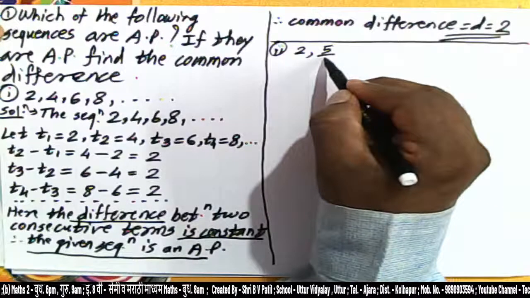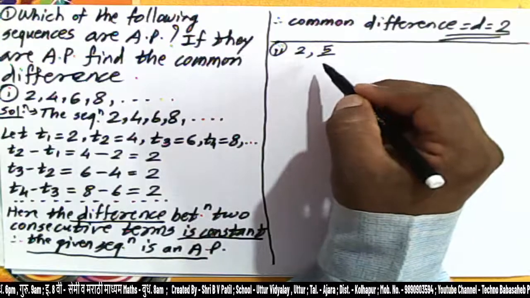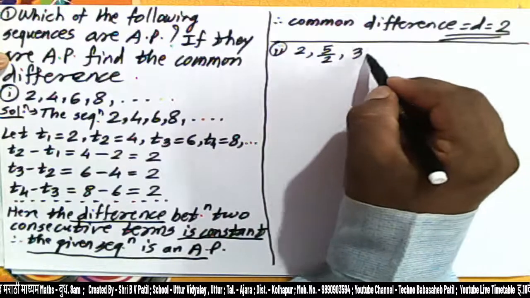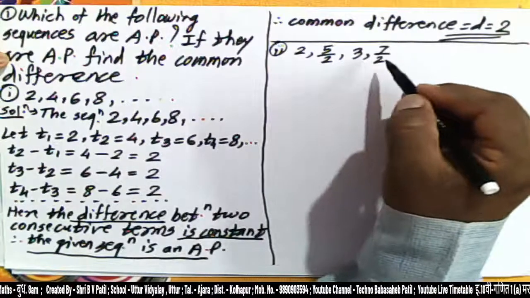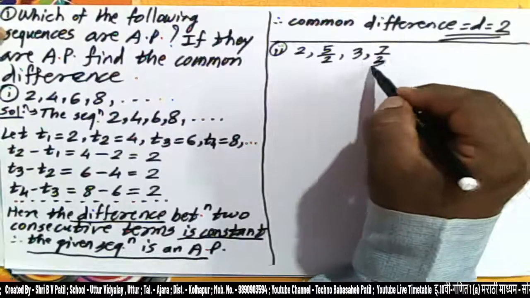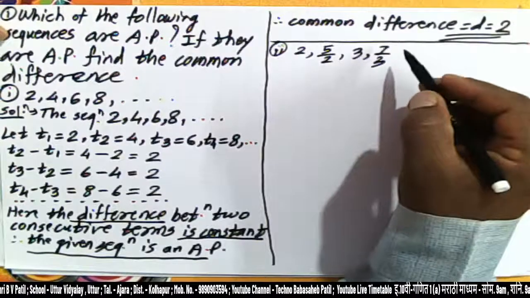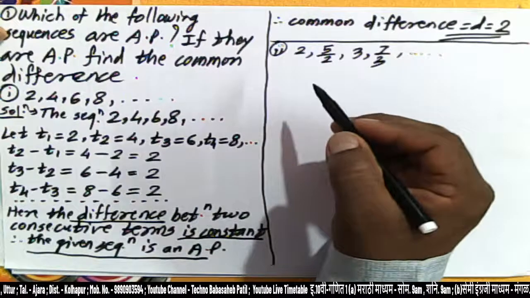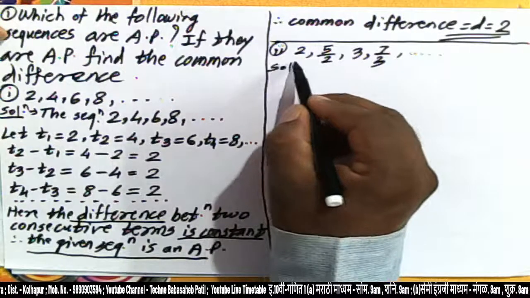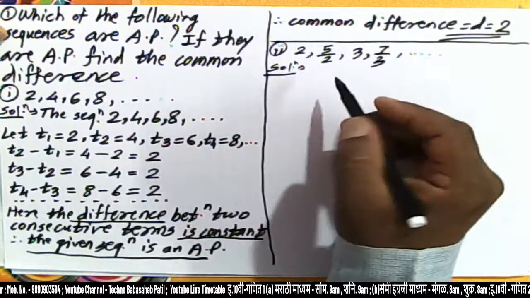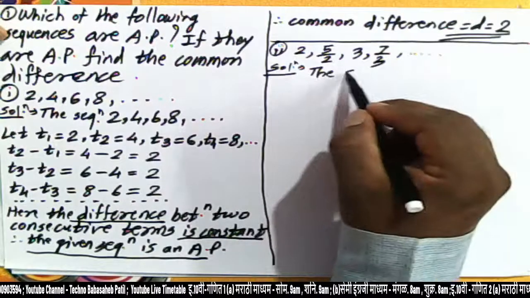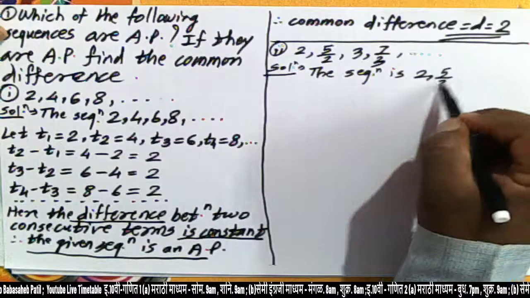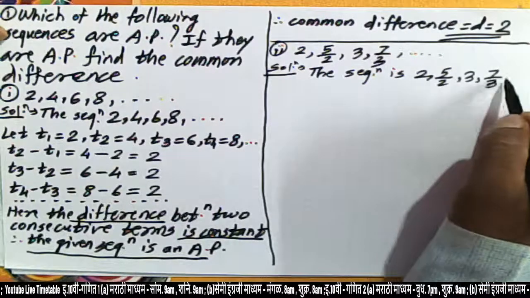sequence is given, that is 2, 5 upon 2, 3, 7 upon 3, dot. In solution, the sequence is 2, 5 upon 2, 3, 7 upon 3, dot.